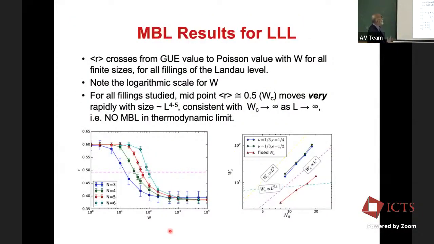So if you look at the results for the lowest Landau level, we again look at R. This is the plot that I showed you for the one-dimensional spin chain. Here again, for small W, you see that the R value is pretty close to 0.6. And for large W, it goes to 0.38 something, okay? But notice that the W that I'm plotting is on a log scale, okay?